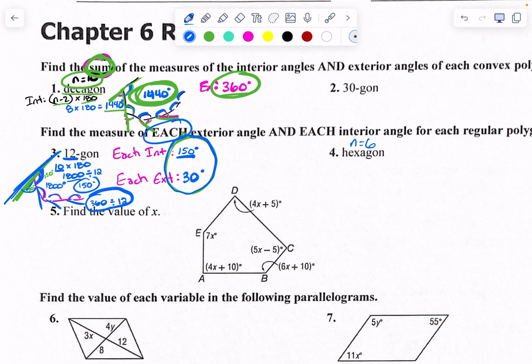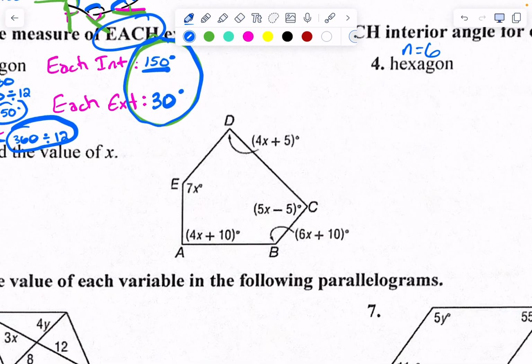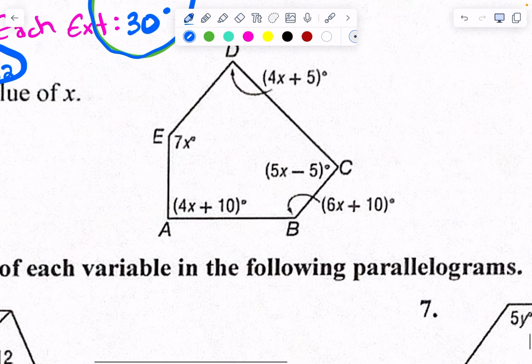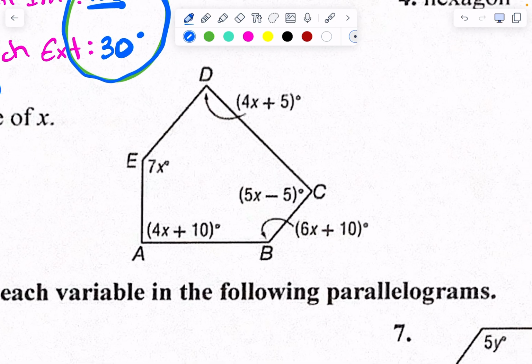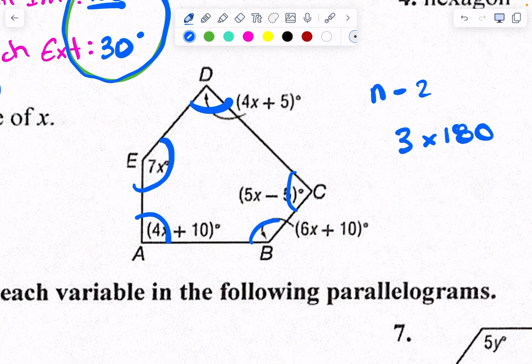Okay, do you have a strategy on 5? Have you moved on to 5? Yeah. How many sides does 5 have? 5 sides. Okay, so how do I figure out how many degrees all of these are going to add up to be? 3 times 180. N minus 2, which is 3, times 180. 3 times 180 is 300 plus 240, so 540. All of this is 540.